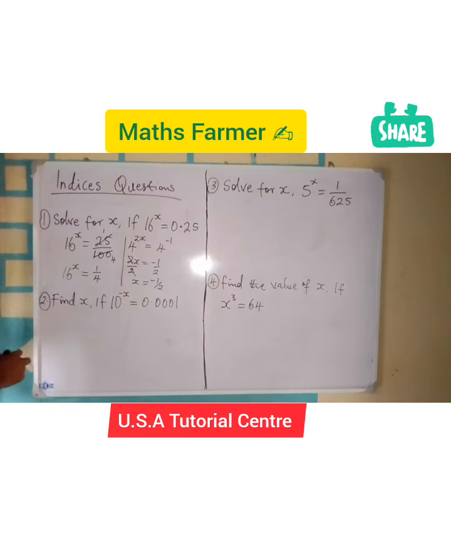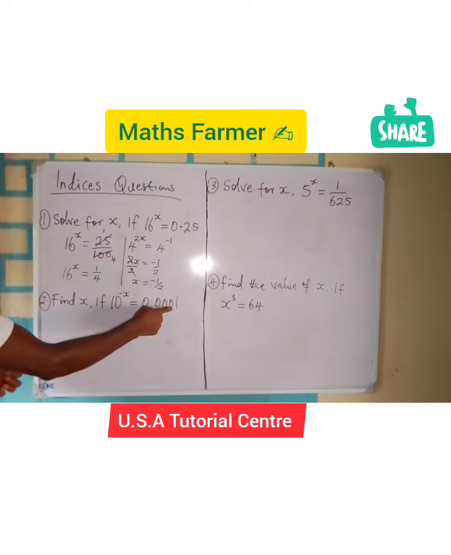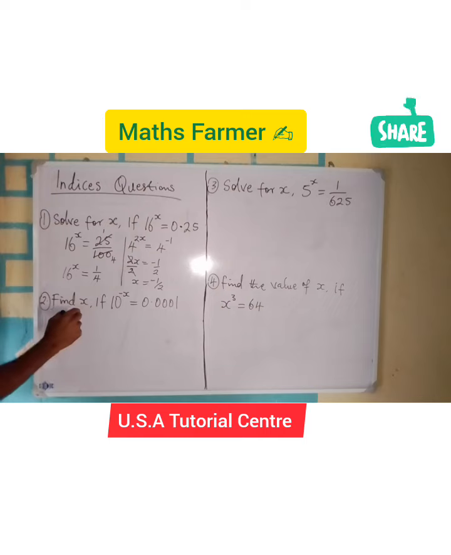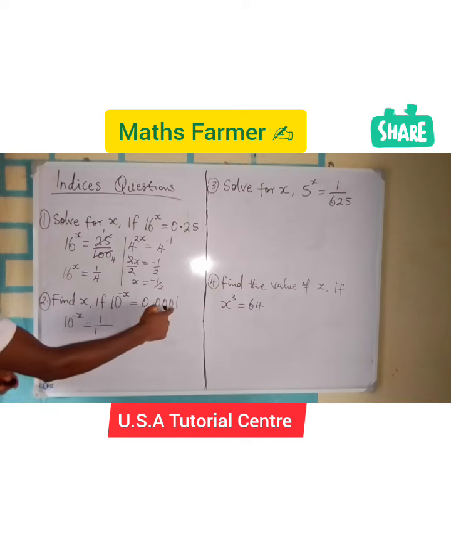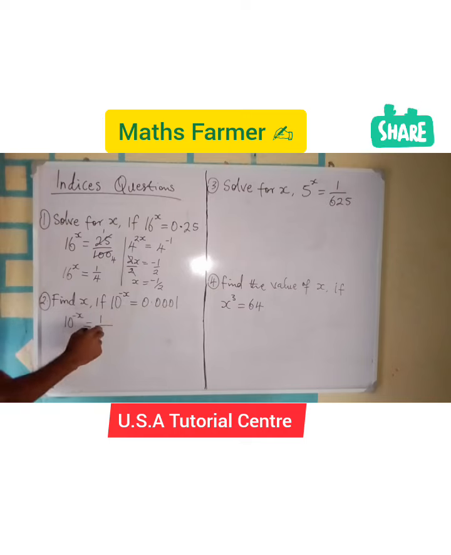Now moving to the second one here, they say we should find x if 10 raised to the power of minus x equals 0.0001. So how do we convert this to fractional form? We have 1 over 1 followed by zeros. How many numbers are after the point? 1, 2, 3, 4.